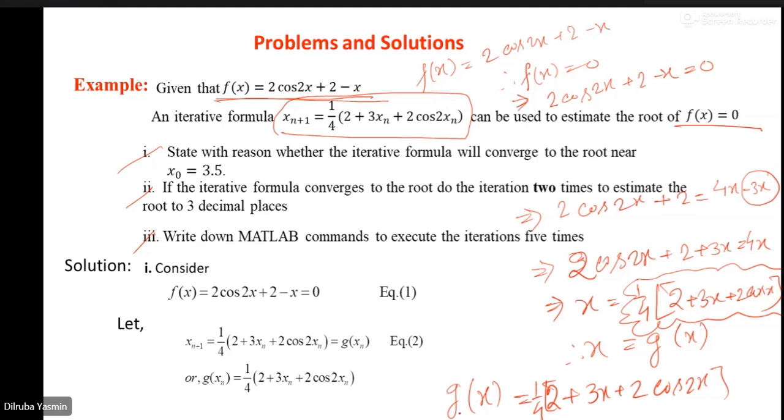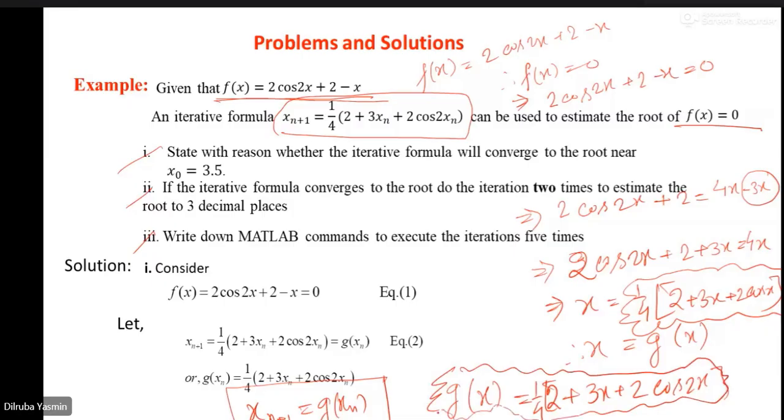Look at this one. You can write x suffix n plus 1 equal to z of xn. Do you remember this form? x suffix n plus 1 is equal to z of xn. So you already have z of xn. Now you have to insert the z of x function exactly here. Just substitute it, then you can get this iterative formula.